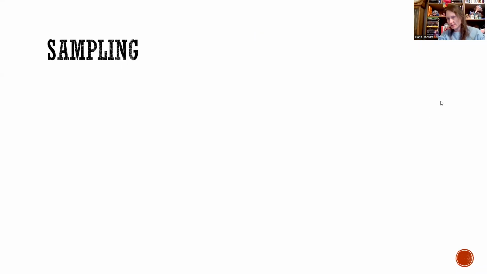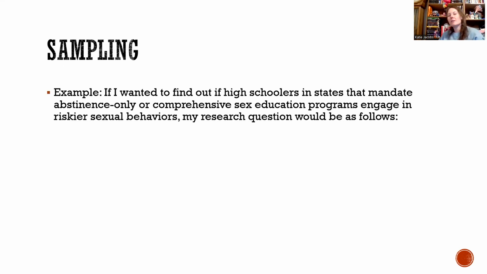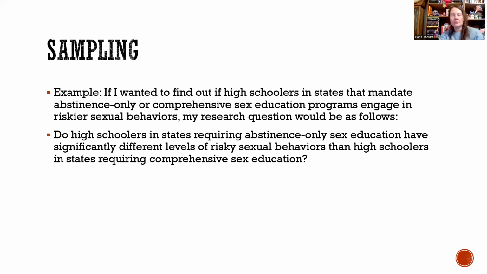So to do this, let's do a little bit of an example with some sampling, okay? So if I wanted to find out if high schoolers in states that mandate abstinence only or comprehensive sex education programs engage in riskier sexual behaviors, my research question would be as follows. Do high schoolers in states requiring abstinence only sex education have significantly different levels of risky sexual behaviors than high schoolers in states requiring comprehensive sex ed? How would we study this? What would we do? Pause me and think about it for a minute.